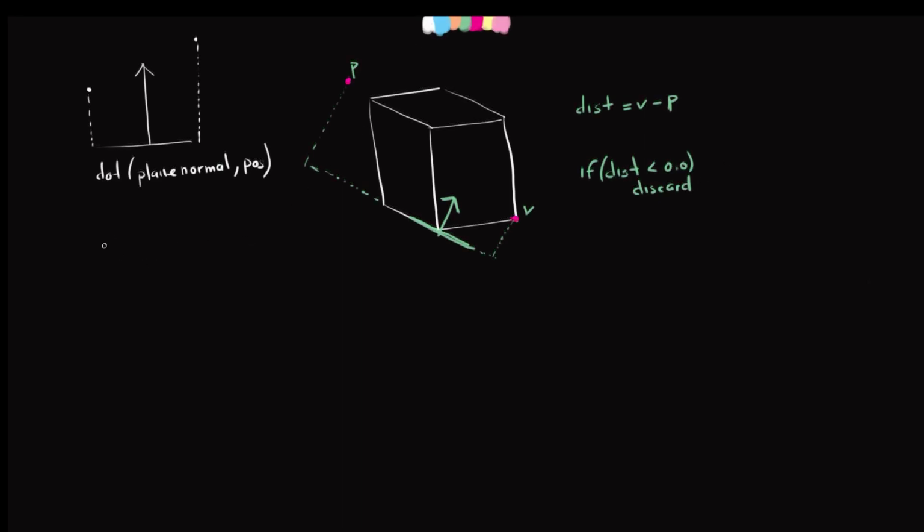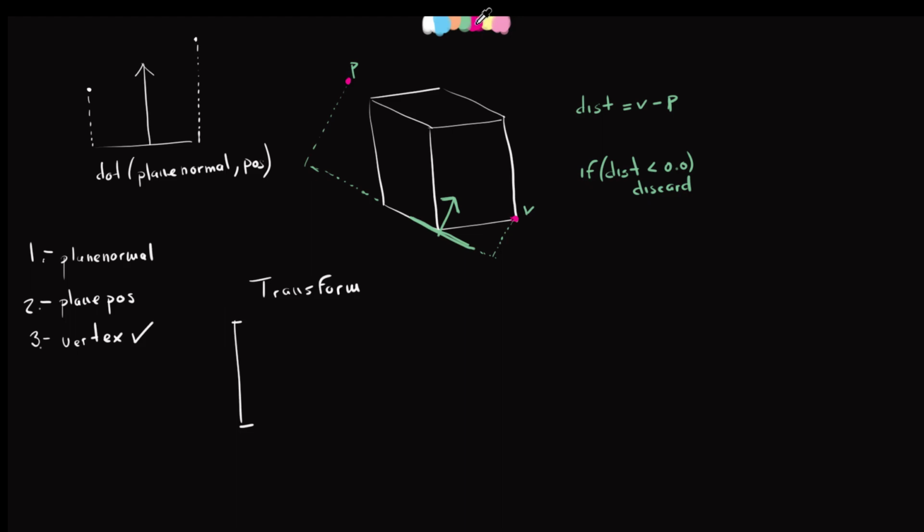Then we need to get 3 pieces of information. One is the normal of the plane. Next is the position of the plane. And finally the vertex, which we have by default in the spatial shader. So let's get the plane normal and the plane position from an external transform.